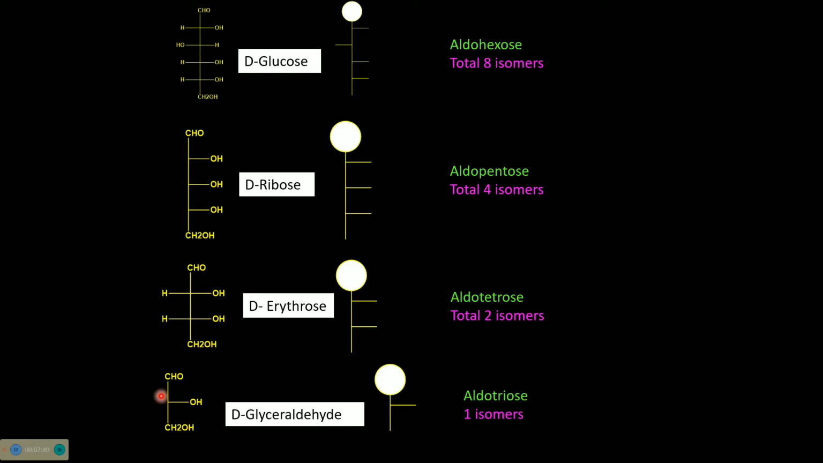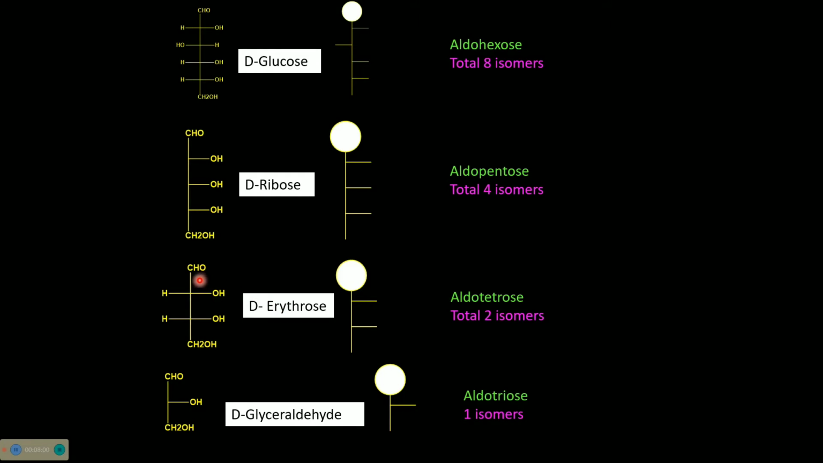We already know that this is D configuration. That's why there is only one isomer, the D isomer. So there is no question about the L isomer, because in nature only the D isomer is available. So aldotriose, that is D-glyceraldehyde, has one isomer. The same concept is applicable in this structure.